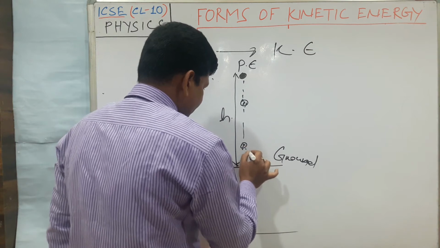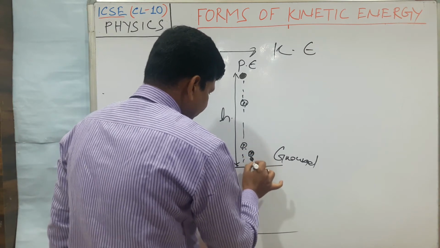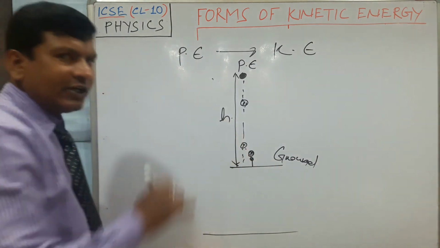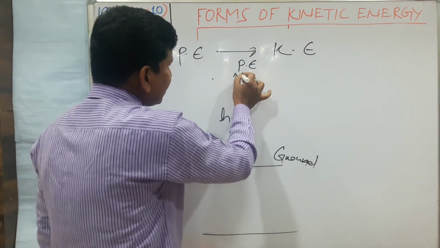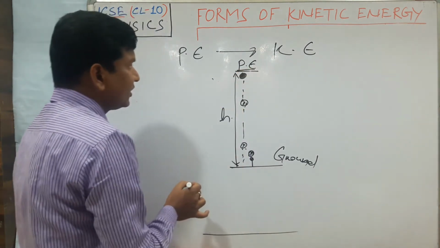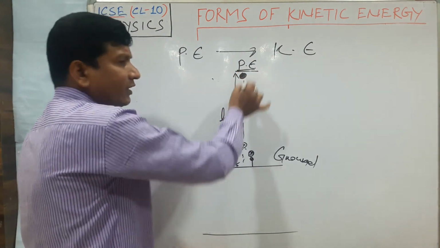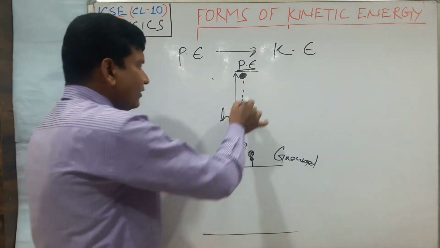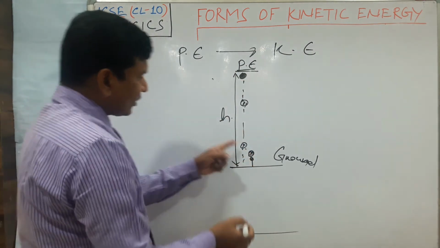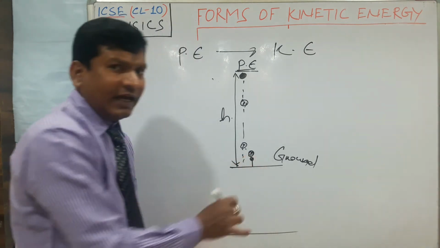Suppose it is coming and falling on the nail. Now what happened to the nail? The nail will penetrate the ground. So initially this body was having the potential energy. Now whenever it is allowed to fall, this potential energy converts into the kinetic energy. Now this kinetic energy again converts into the kinetic energy of the nail.